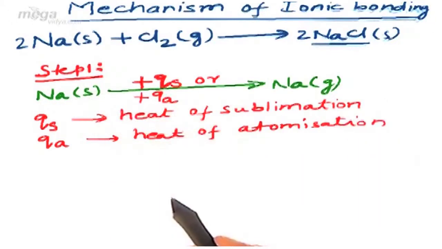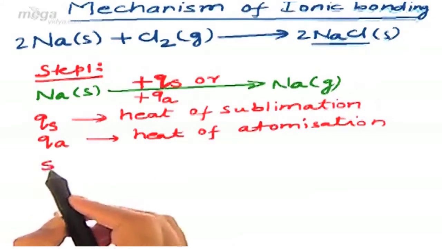Atomization is a word used in case of the state change of an atom, whereas sublimation is for any matter, whether it is in atomic state or elementary state or in compound form. Wherever a matter is undergoing the transition of state from solid to gas, it will be called the sublimation process, and the heat involved during this process will be called heat of sublimation.